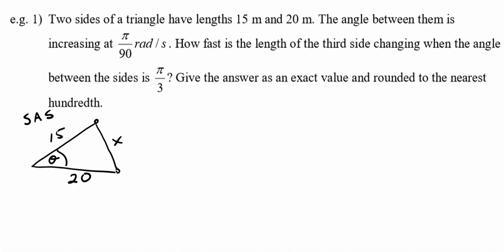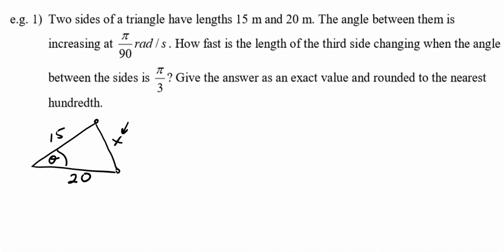Okay, so we're going to use cosine law. So let's write that up. First off, we need to find x. We need to find what the length of x is when we're actually at pi over 3. That's going to be our snapshot in time. We'll figure out what the value of x is.